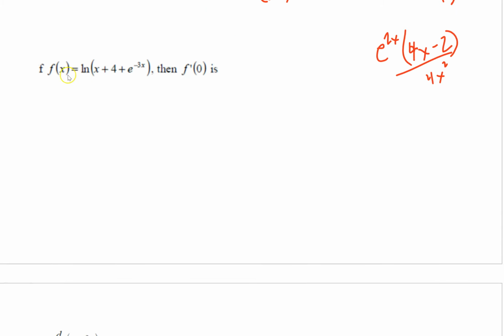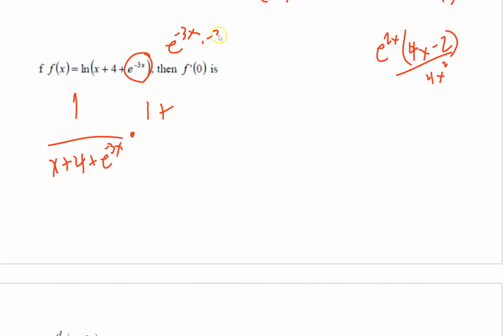So find derivative of f of x equals natural log of this. Now look at this mess. But it's natural log, so we know what natural log is. It's 1 over the inside left alone. That's my little chain rule here. Times derivative of the inside. Now derivative of x is 1, derivative of 4 is 0. E, remember, that's its own little chain rule. You copy it, and times derivative of the power. So that's going to be e to the negative 3x times negative 3. So I get this monstrosity.